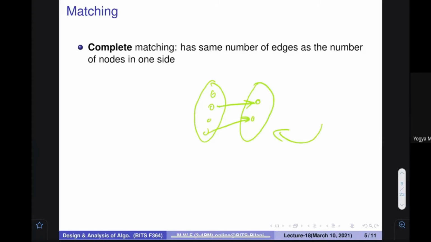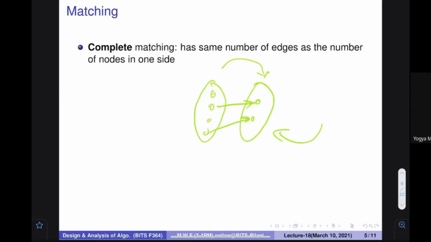Is the bipartite graph directed in our context? The answer is yes. The bipartite graph is directed, and all the edges are going from left to right. Make sense? Yeah. Okay.